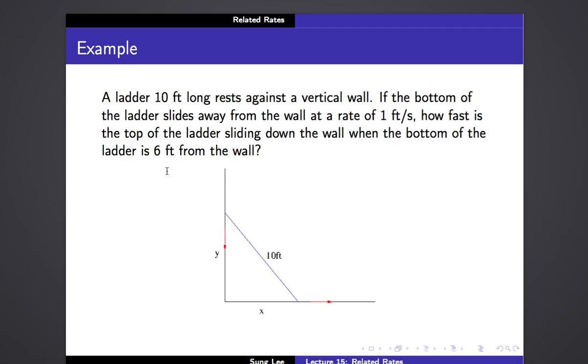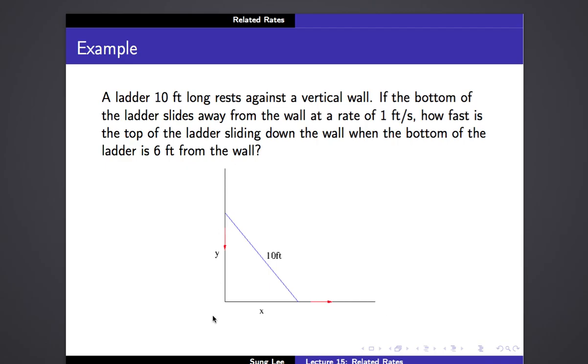Okay, next example. A ladder 10 feet long rests against a vertical wall. If the bottom of the ladder slides away from the wall at a rate of 1 foot per second, how fast is the top of the ladder sliding down the wall when the bottom of the ladder is 6 feet from the wall? So the question is depicted in the following figure.